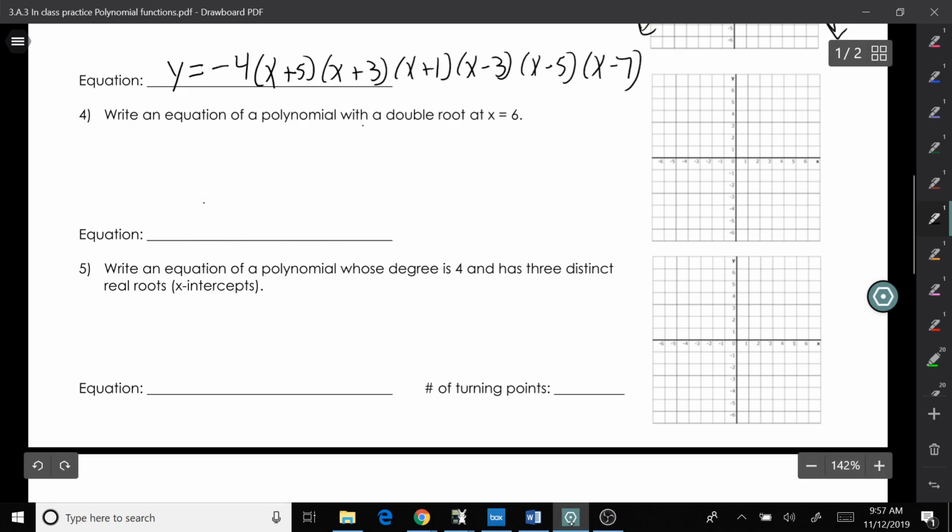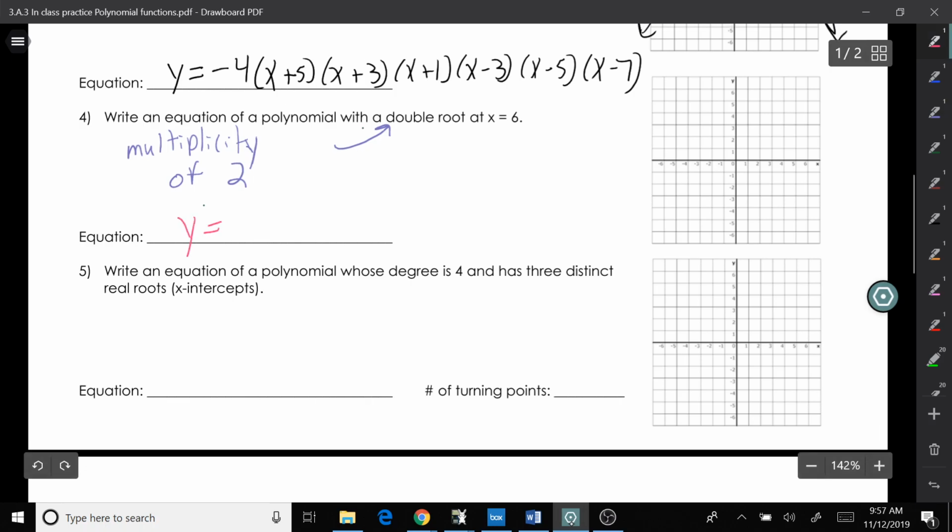Write an equation of a polynomial with a double root at x equals 6. So a double root means multiplicity of 2. And remember, multiplicity means that in that factor, or x-intercept, we're going to have 2 as our exponent. This problem says nothing else about the leading coefficient or end behavior or direction. All it says is that we must have a double root at x equals 6. So I'm just going to do x minus 6 squared.